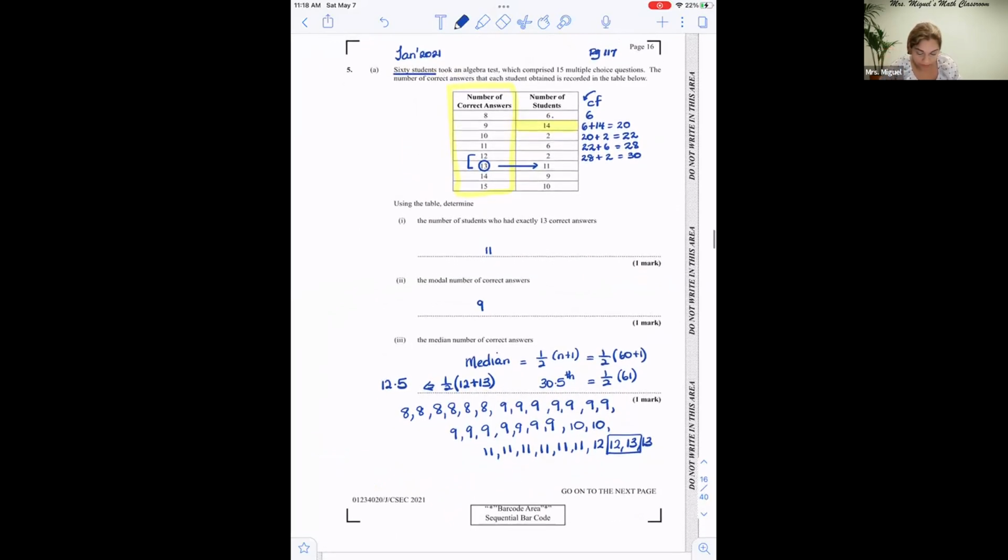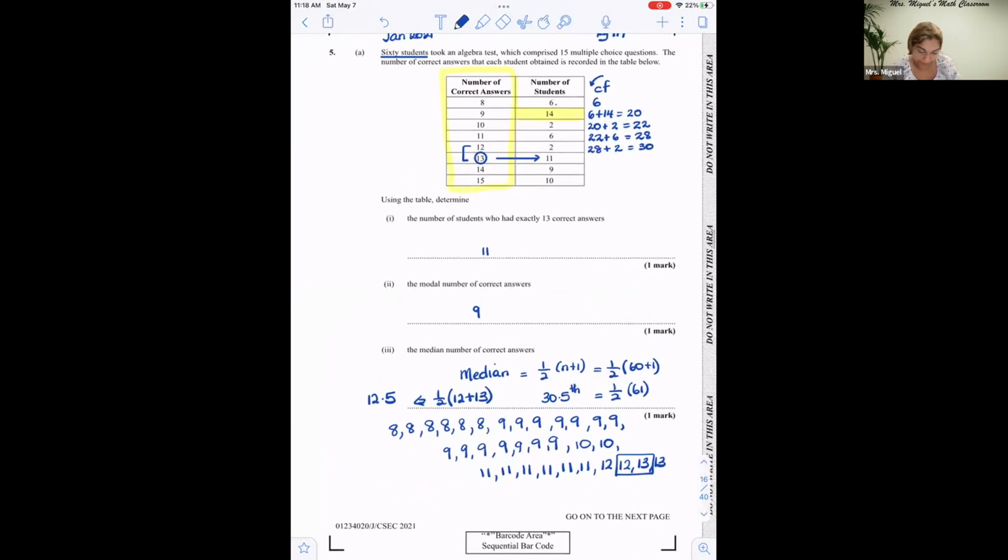So I want to go a step further. I want to show you all something. So 13 occurs 11 times. 1, 2, 3, 4, 5, 6, 7, 8, 9, 10, 11. 14 occurs 9 times. 3, 4, 5, 6, 7, 8, 9. 15 occurs 10 times. 4, 5, 6, 7, 8, 9, 10.